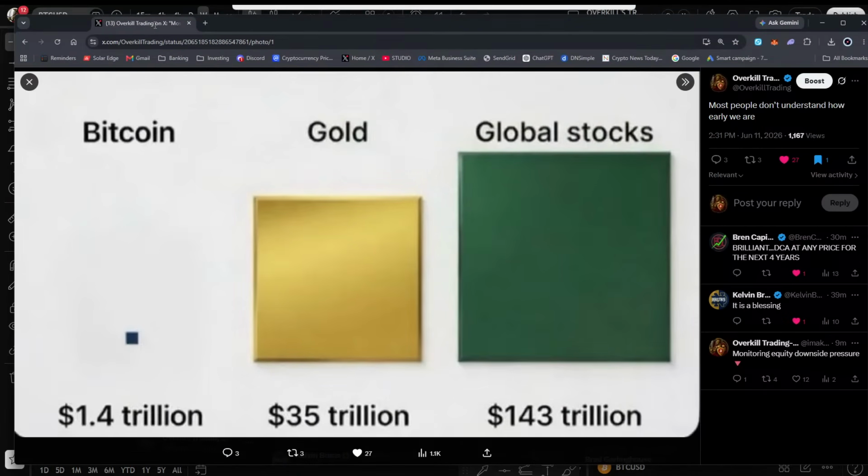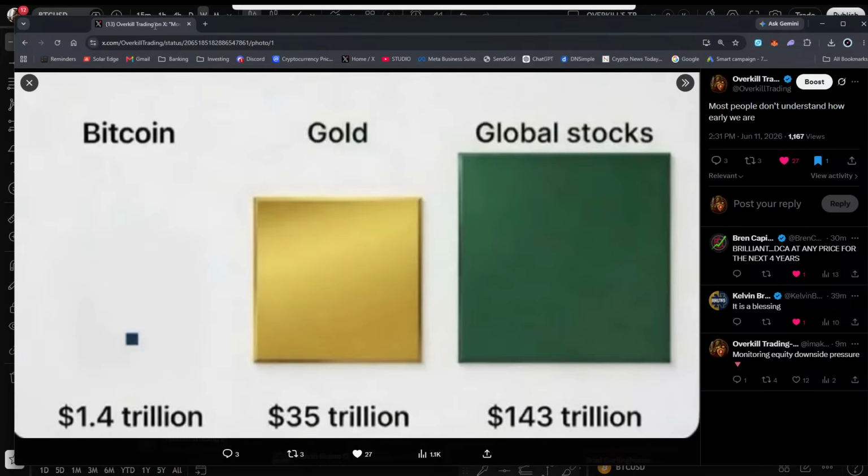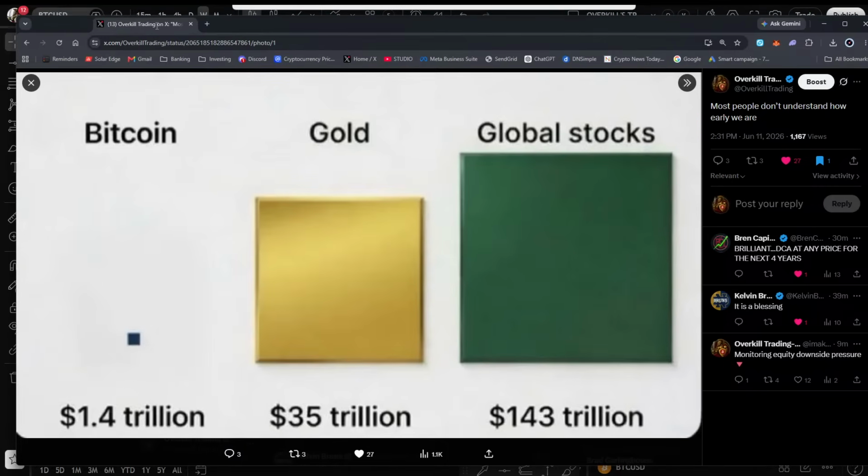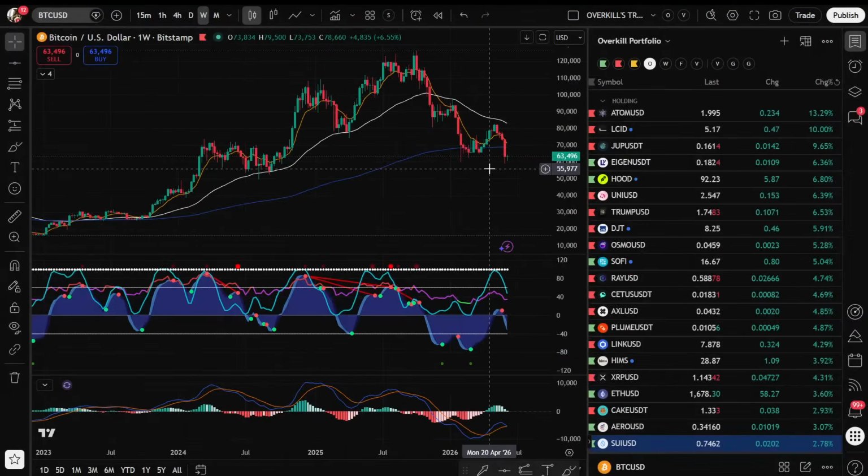Imagine buying Amazon at $5. Imagine buying Apple at $10. If you just believe Bitcoin is going to be worth half of what gold is one day, and there's some people saying it's going to surpass gold, right? So if you don't believe that, then you probably shouldn't be investing in crypto, for one.